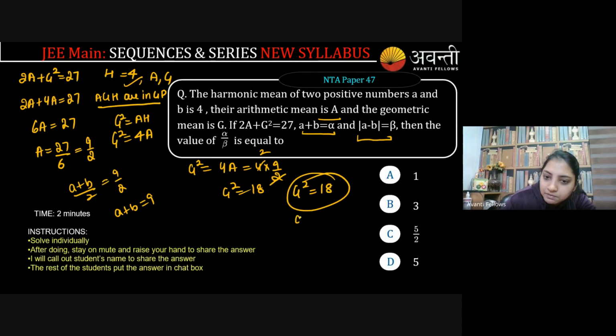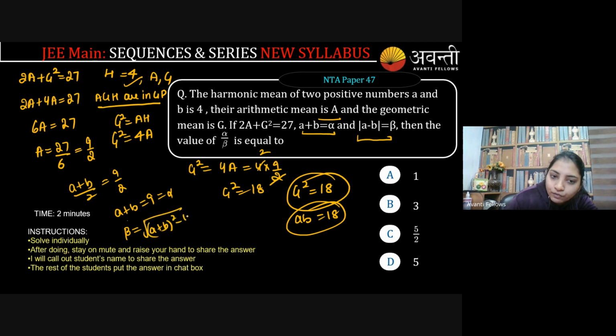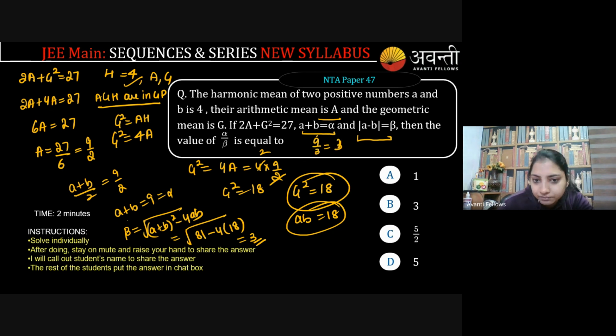If G square is 18, it means the value of AB is 18. And they already gave you alpha, A plus B is alpha. So it means alpha is 9. Now I need to calculate beta. So beta, I can rewrite as A plus B whole square minus 4AB. So A plus B is 9, 9 square is 81, minus 4 into 18. When you solve this part, you will find the answer is going to be 3. So if alpha is 9, beta is 3, then your final answer will be 3 or not?